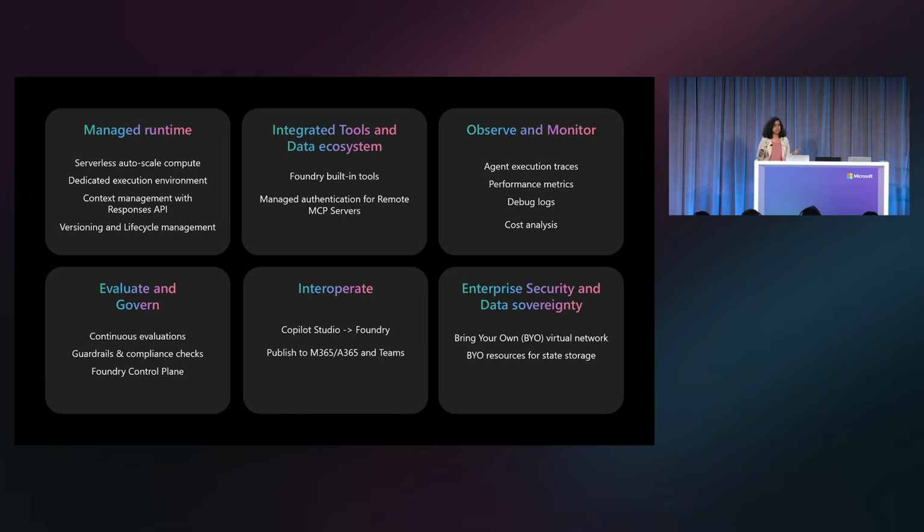And all of this can be done using the Foundry control plane that we've also announced at Ignite. Now, let's talk a bit about interoperability. All of these agents can be deployed with activity protocol support by the service, so you don't have to implement it. And once you have them up with the activity protocol support, you can have your SaaS-based agents in Copilot Studio invoke these Foundry-hosted agents as a part of your workflows.